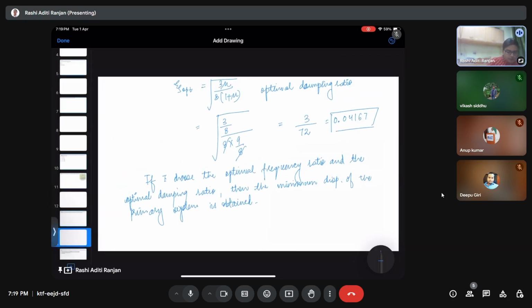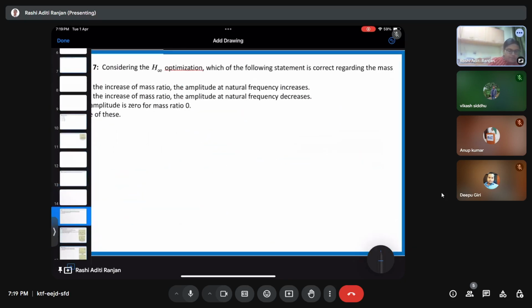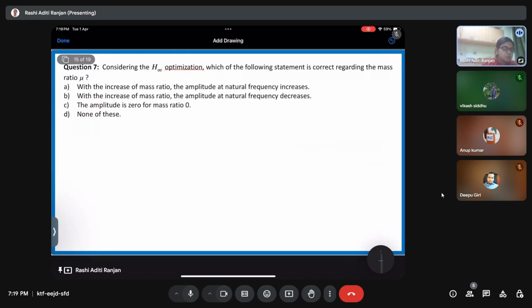Now, coming on to question number 7. Considering the H infinity optimization, which of the following statements is correct regarding the mass ratio mu? Again, we'll write the equations first. We had mu, which was the mass ratio. Then we had the optimal frequency ratio, which was 1 by 1 plus mu. And then we had the optimal damping ratio, which was the square root of 3 mu by this.